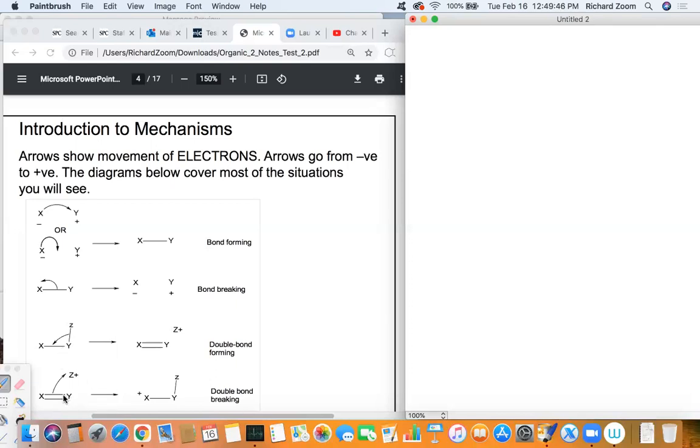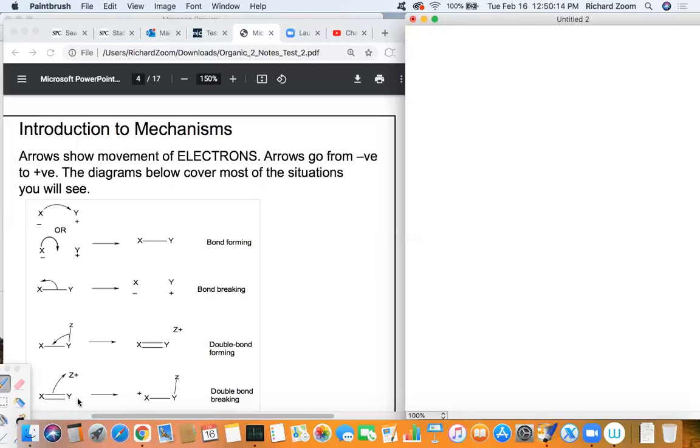And the double bond breaking, you can see, comes again from the bond and goes to a Z plus, and then the X gets the positive charge and the Y, if it bonds to the Z, ends up not changing its charge. But you'll see that this kind of looks like a hinge. It's like a door that opens. Think of it that way. And the X ends up losing electrons and the Y doesn't end up losing any electrons.